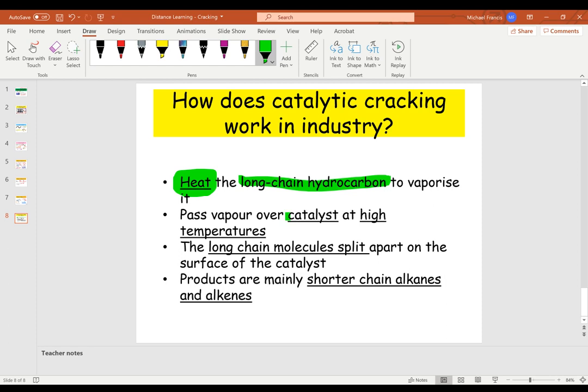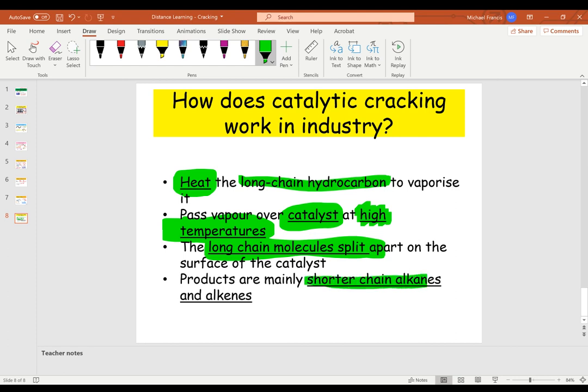We then pass that gas over a catalyst. So we funnel the gas through a tube, and that tube is going to contain lots and lots of catalyst. And we're going to make the vapor go through the tube so that it goes near the catalyst. And that tube and that catalyst are at high temperatures because, as we've seen, it's a thermal decomposition reaction. This causes the long chain molecules to split apart, and its products are, as we've seen, shorter chain alkanes.